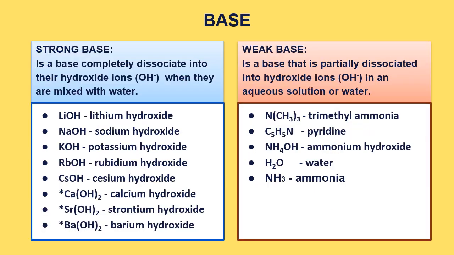For bases, normally strong bases contain hydroxide ion, so all these examples have hydroxide ion. For weak bases, there are a few examples: trimethylamine, pyridine, ammonium hydroxide, water, and ammonia. Please take note that even though ammonium hydroxide has hydroxide, it is a weak base. Ammonia is the most common weak base.